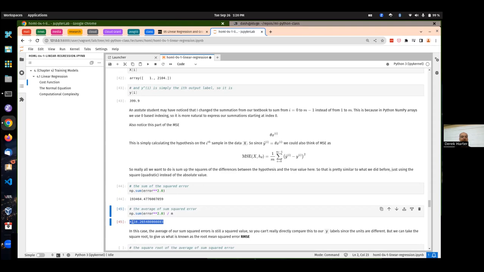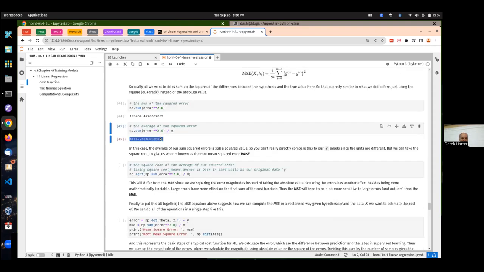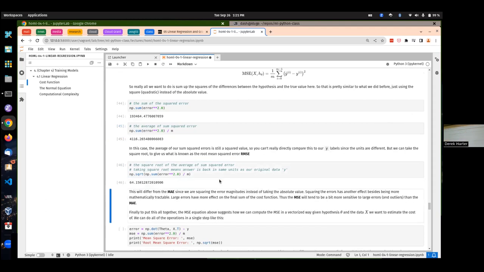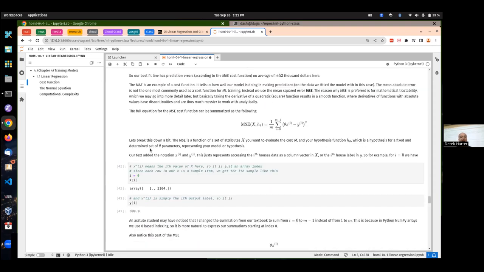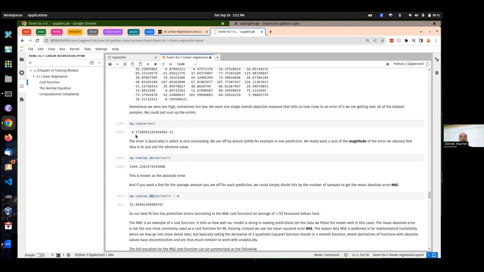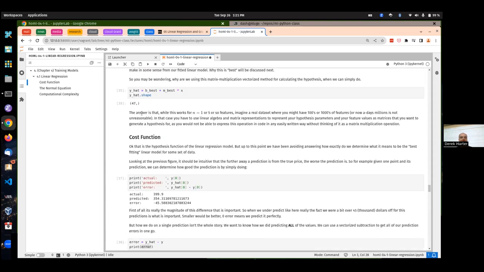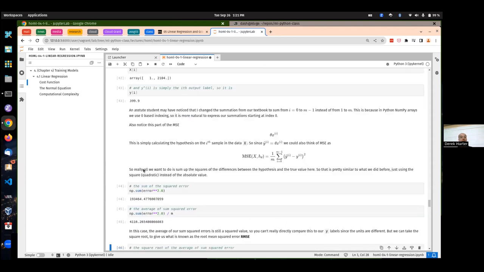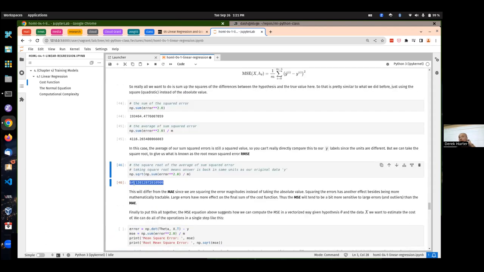So notice that we get 4116 for the sum here. If we want to convert this back to a value that's meaningful in the same units that we had before, we should take the square root. So if we take the average, if we take the square root, we're saying that on average, sum of the squared errors is about 64,000 off, right? So it's a little bit different from the absolute error, but it means the same kind of thing. That's our average of the square root of our squared errors that we had here, right?